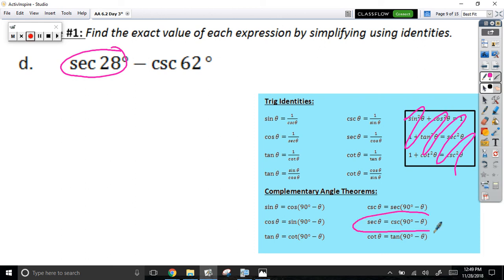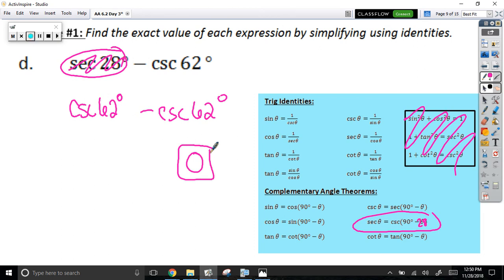Secant equals cosecant of 90 minus theta. So this will be 90 minus 28, which will get me cosecant of 62. Leave the other one alone. Don't change it. What do I get when I subtract cosecant 62 minus cosecant 62? 0. Nothing.